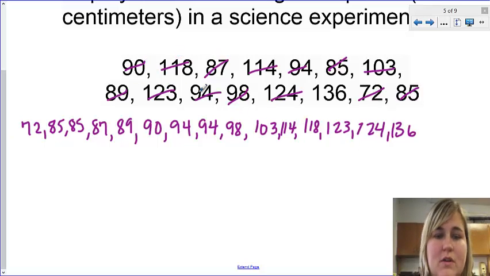And whenever I do this, I always count to make sure I have the same number. So here I have 2, 4, 6, 8, 10, 12, 14, and 15. So they're all there. Alright, so I'm going to start by making my number line, which I can see has to range from 72 to 136. So I'm going to make it from 70 to 140.